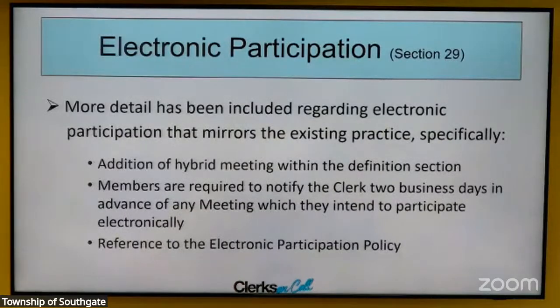And in section 29, more detail has been included with respect to electronic participation that really mirrors your existing practices. It does include the addition of hybrid meeting within the definition section of the bylaw. And as well, this section states that members are required to notify the clerk 2 days in advance of any meeting in which they intend to participate electronically. And of course, we've made reference to Southgate's electronic participation policy, which provides additional guidance and detail for members that wish to participate electronically.